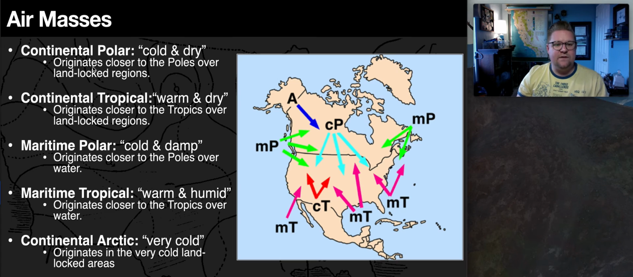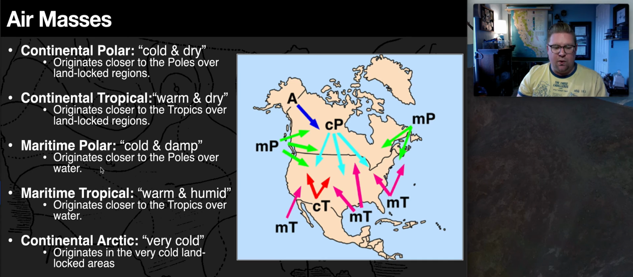So the first one we have is the continental polar. So that means it's cold and dry, which means it's based off of a continent, but it's polar air. So it originates closer to the poles and over landlocked regions. Continental tropical is warm and dry. It originates closer to the tropics and over landlocked regions. So continental tropical.